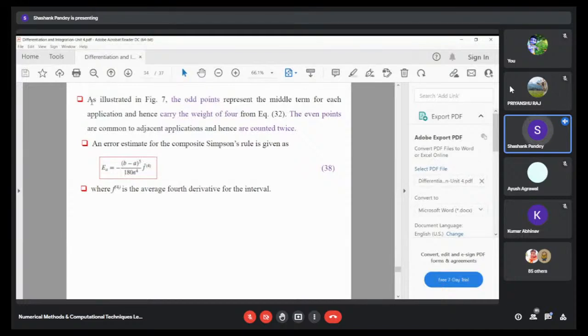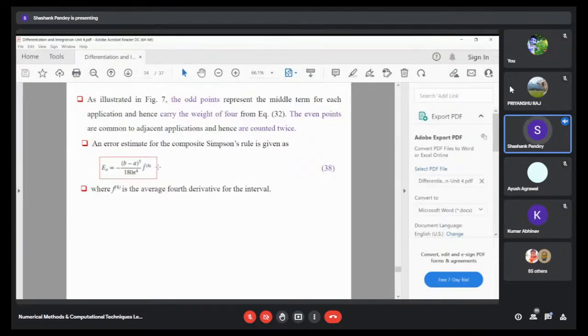So this is all we can easily understand: as illustrated in figure 7, the odd points represent the middle term of each application, hence carry a weight of 4. The even points are common to adjacent applications and are counted twice. In a simpler way, odd points are multiplied with a factor of 4 and even points are multiplied with a factor of 2.